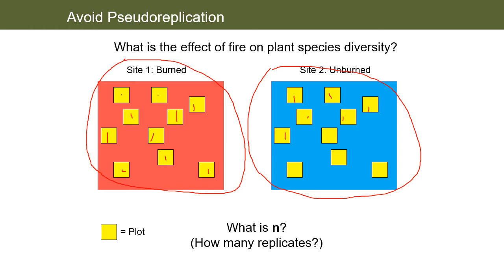And so we have a pseudo-replication problem. If we set our n as 10, our standard errors would be narrower than they really should be. The n should be 1, and so our standard error should be really wide to see if there's a true difference between burned and unburned.